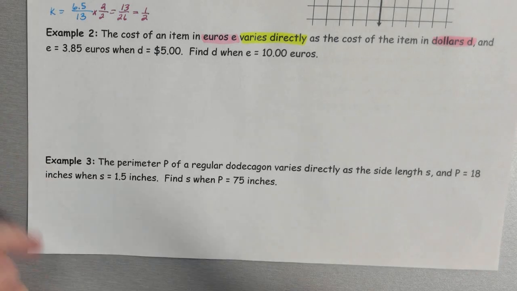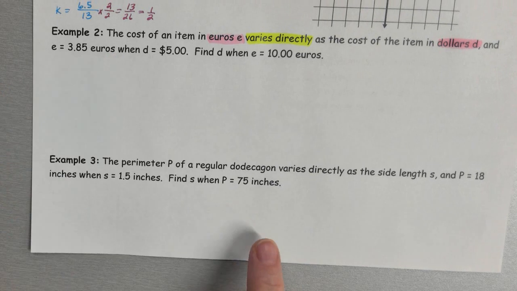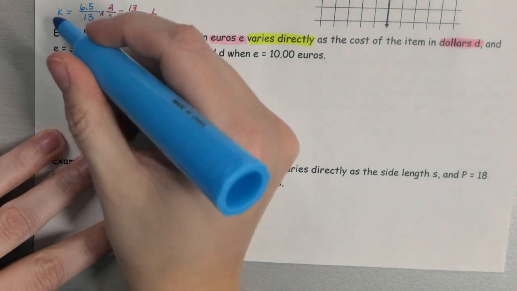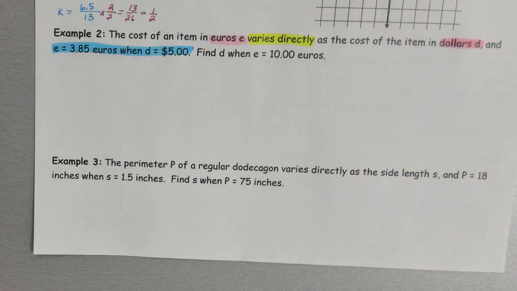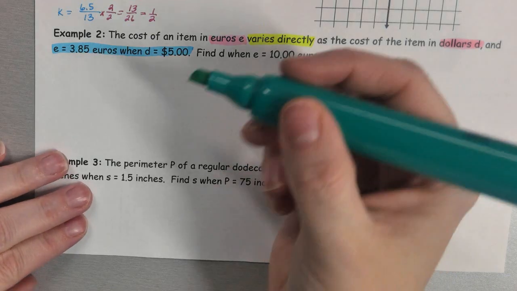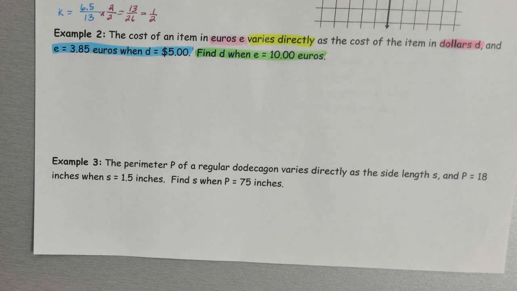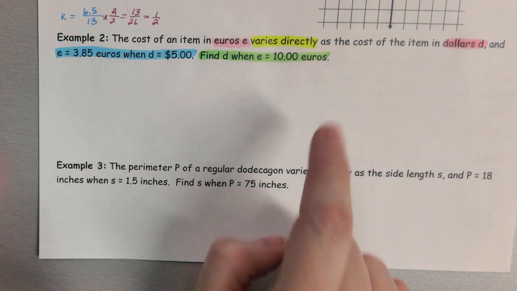And then they give you these values. So E equals 3.85 euros when D is $5. So those go together. Okay, here's the value for E when D is 5. And then notice there's another part that says find D when E equals 10 euros. So all this information is given to you at one time, and that can be a lot, especially when they give you two different values of euros.